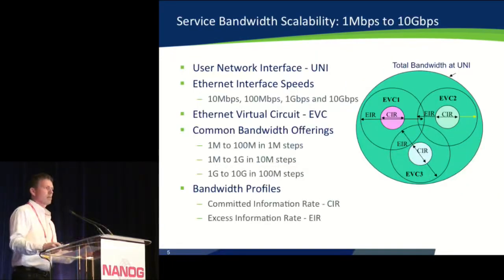Service bandwidth scalability is also a key factor. For any user network interface or UNI, there's multiple interface speeds from 10 meg to 10 gig. And within each Ethernet virtual circuit, there's different bandwidth offerings, 1 meg to 100 meg in 1 meg steps, 1 meg to 1 gig in 10 meg steps, and 1 gig to 10 gig in 100 meg steps.